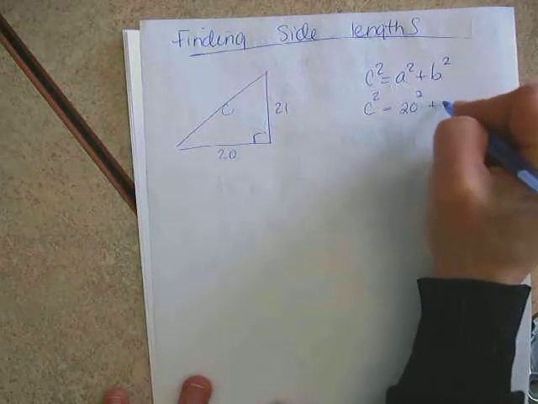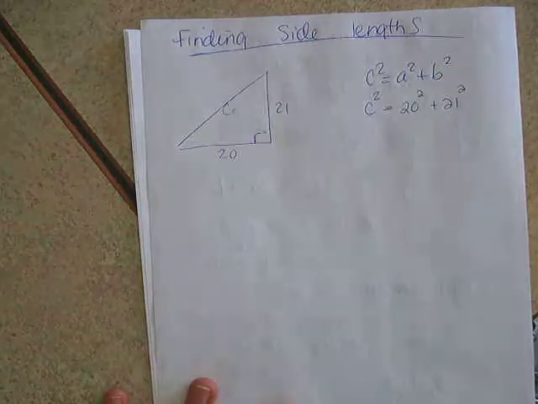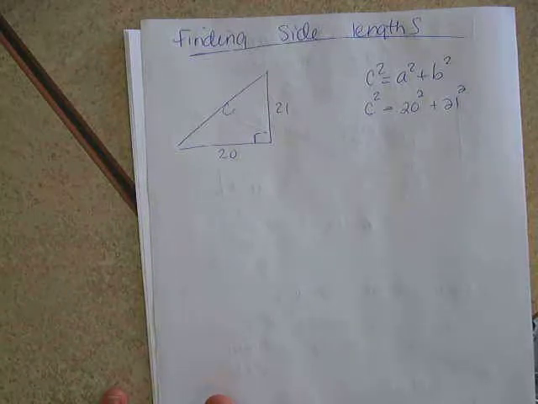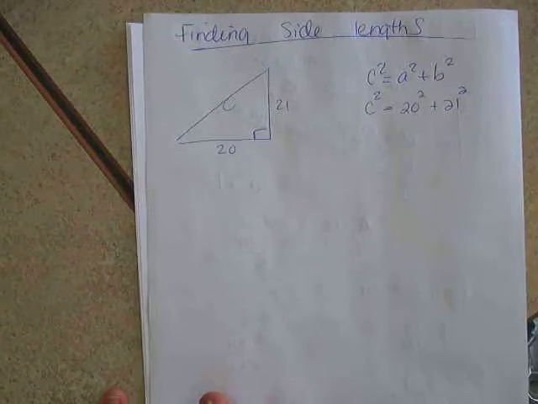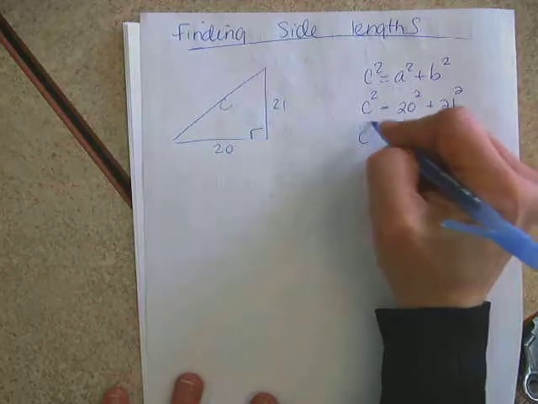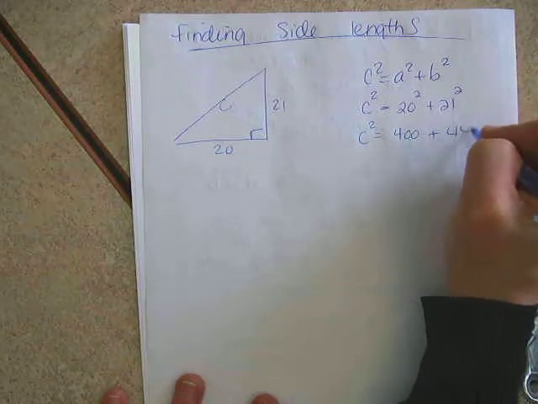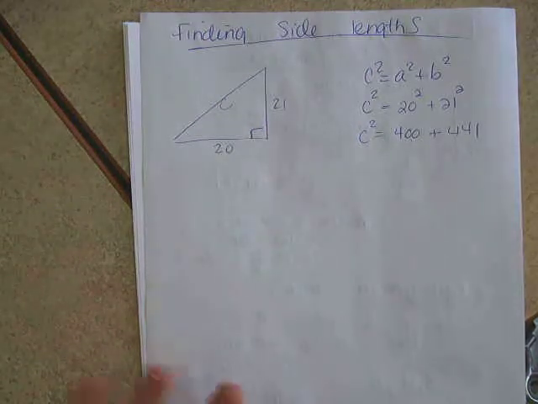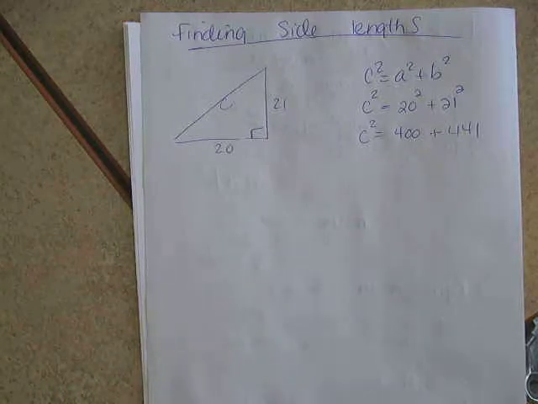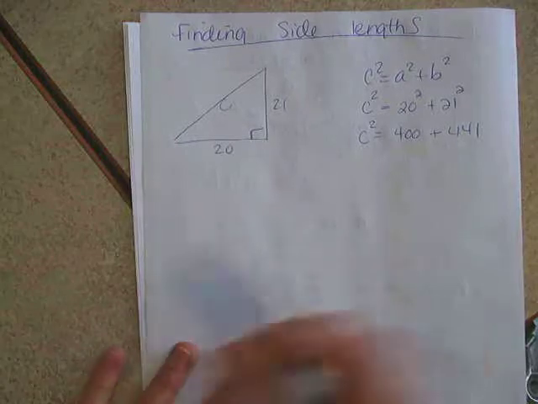So applying the theorem, C squared equals A squared plus B squared, we would have C squared equals 20 squared plus 21 squared. So that would be 400 plus 441.